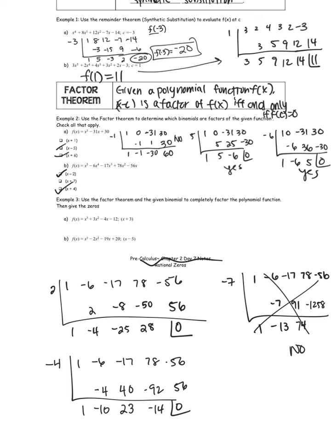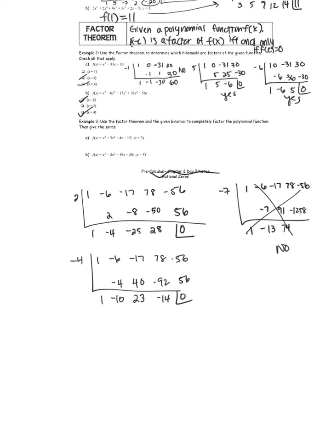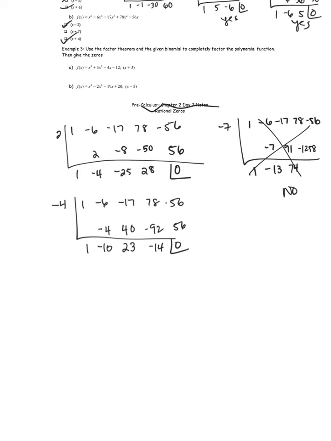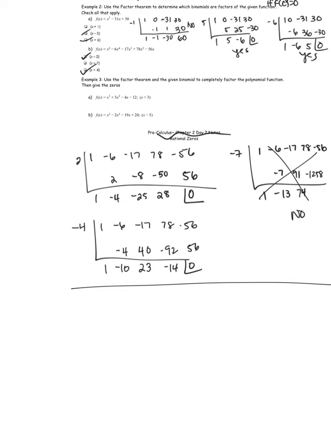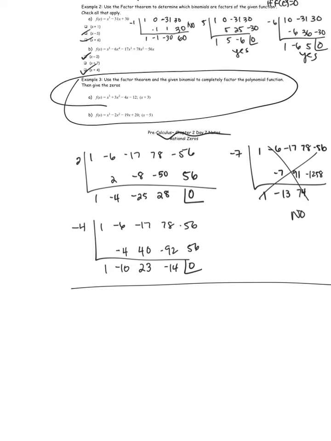So now we can use this factor theorem to completely factor given a 0. So now that we've done this, and we kind of did that on the other page, I think we're going to skip A and B because I did this on the last example with synthetic division. So that's it.